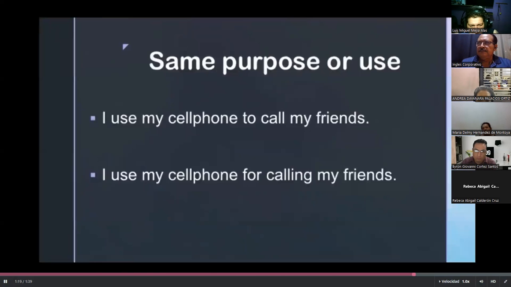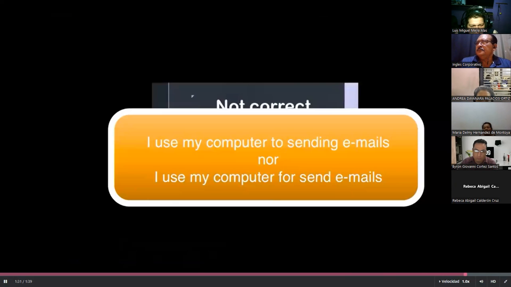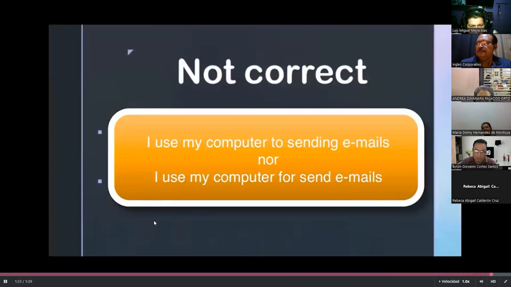It is also important for you to notice that when using infinitives, we must use the particle "to" before the verb. And when we use gerunds, we use the word "for." You can't say, I use my computer to sending emails, nor I use my computer for send. So we cannot swap, we cannot switch. I use my computer to sending is incorrect. I use my computer to send. Yes, I use my computer for sending, and not for send. This is the one that is not correct: for send emails.